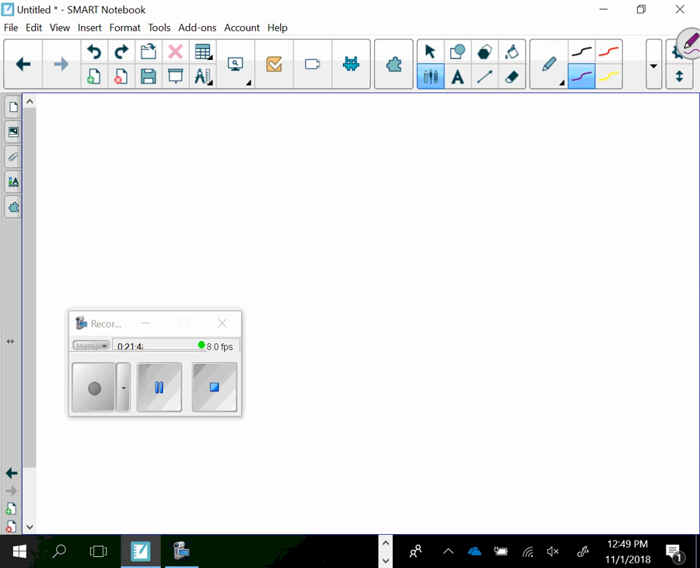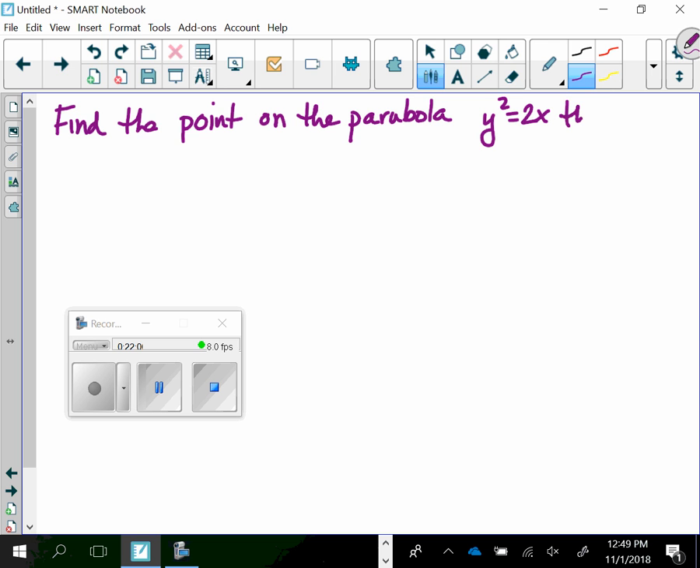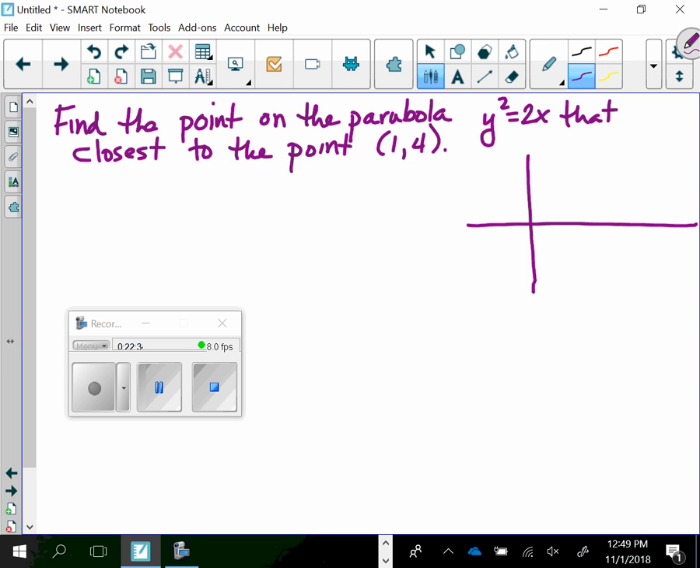Okay, so this is: find the point on the parabola y squared equals 2x that is closest to the point (1, 4). Very small written words, but all right. So we know this is a parabola. What kind of parabola is that? Sideways. If you were graphing it, it would look something like this. In your calculator, you would put y equals radical 2x for this part, and y equals negative radical 2x for that part. If you really want to look at it.